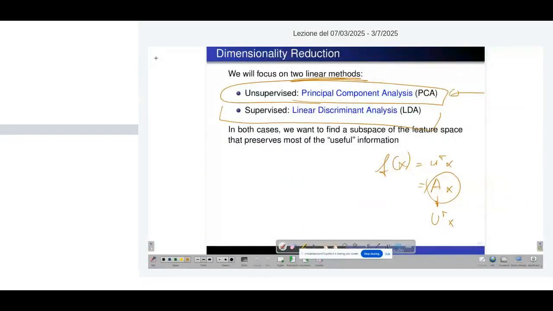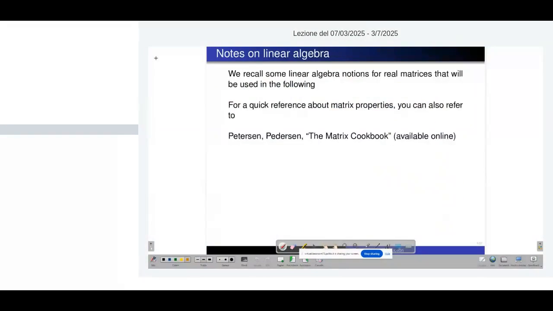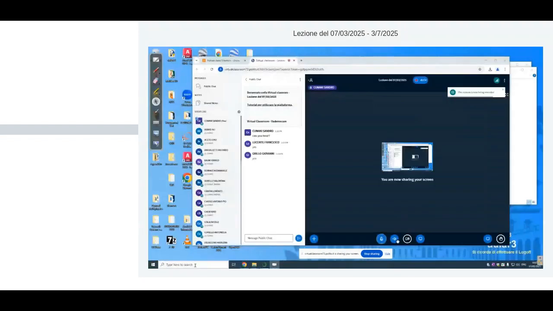Okay, so we said we are going to discuss two linear methods. This will require us to make use of some linear algebra results. Here you have a reference text on the results that we will use on properties of matrices. This doesn't contain proofs, it just contains results.